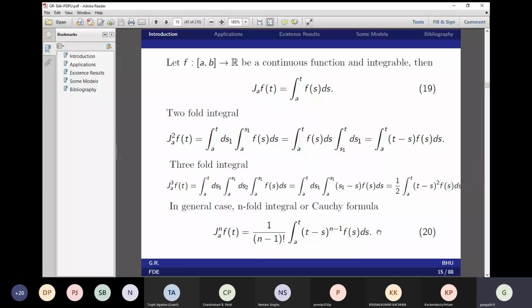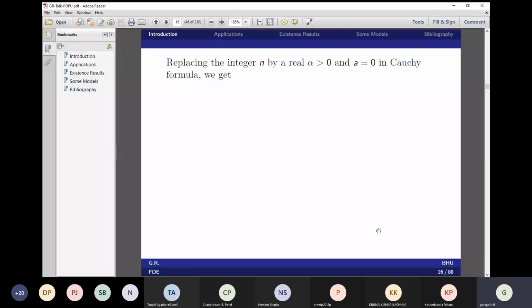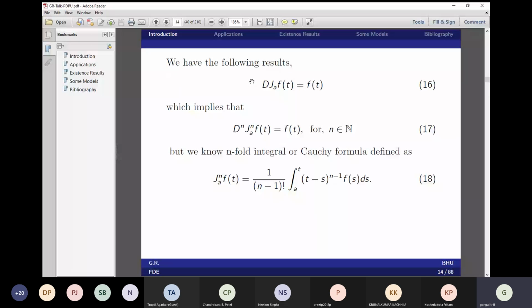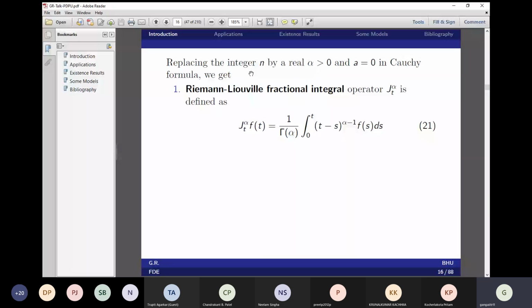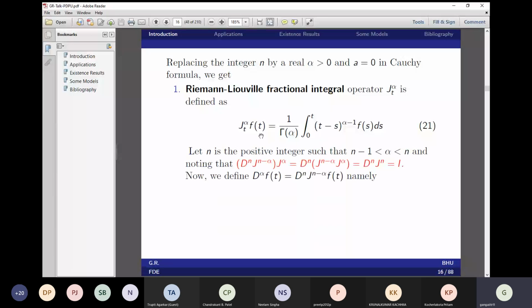Now, replacing the integer n here, this is the integer-order derivative. Now replacing n by a real number alpha and taking the lower limit a as 0 in the Cauchy integral formula, we can obtain the Riemann-Liouville fractional integral operator, and that operator can be defined like this.